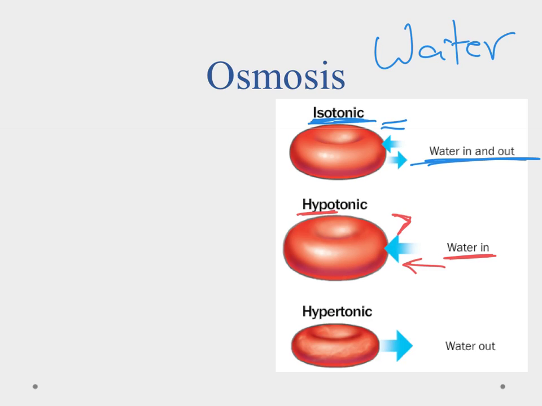Now the opposite of that is a hypertonic, and that's where the outside of the cell has more than the inside. Say if we took a freshwater cell and put it in salt water, there's more salt on the outside, so the water from inside the cell is going to rush out and try and dilute out the salt water. So the water will rush out of these cells, and eventually if it's let go, it'll shrivel up and the cell will die.